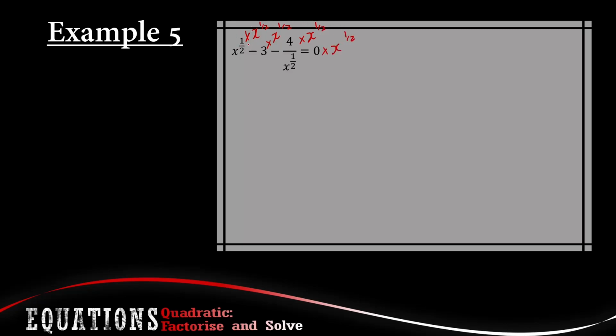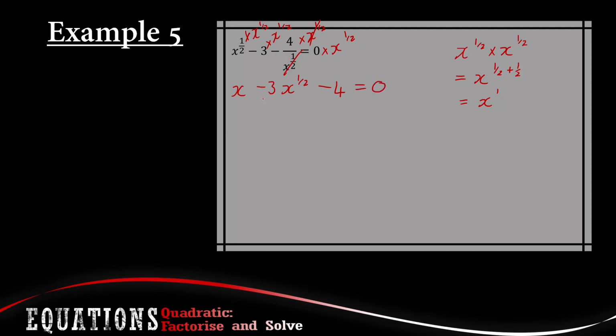Now the first term, when I multiply the same bases, I add the exponents. So if I say x to the power of a half multiplied by x to the power of a half, then it becomes x to the power of half plus a half, and then it becomes x to the power of 1. So this is actually just x, and then that is just 3x to the power of a half, and this one just cancels top and bottom, so you're just left with negative 4, and that's just 0. 0 times x is just 0.